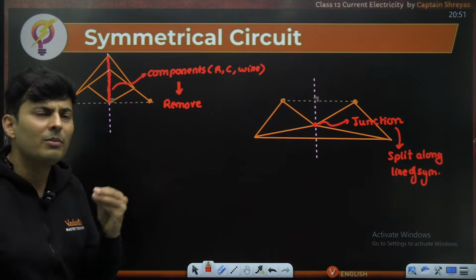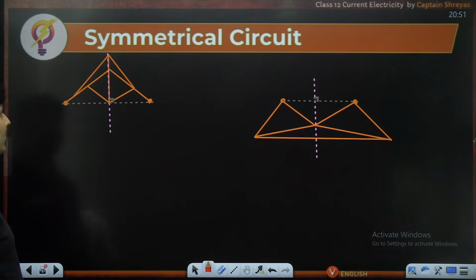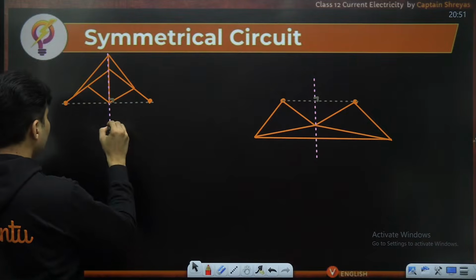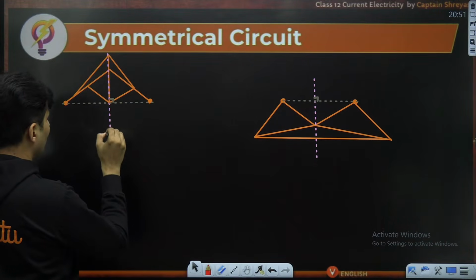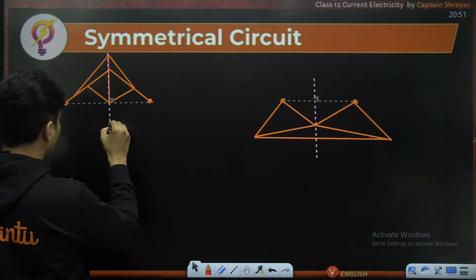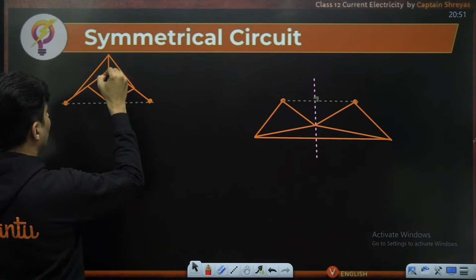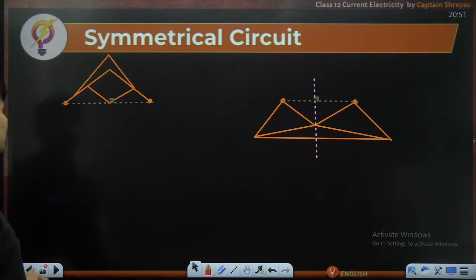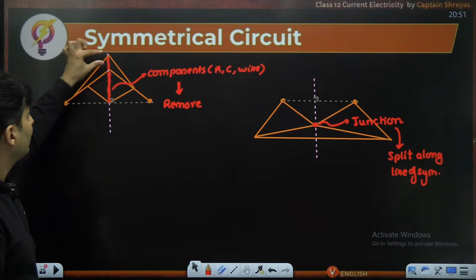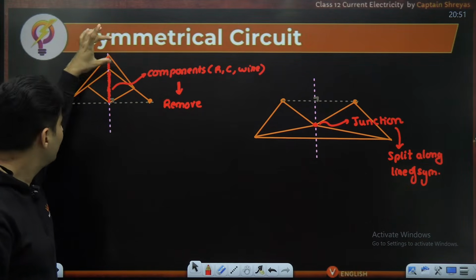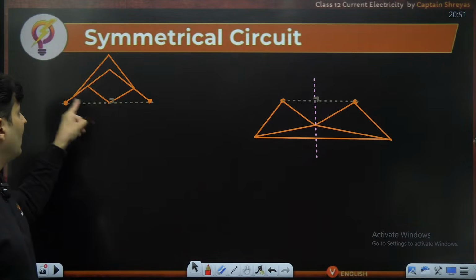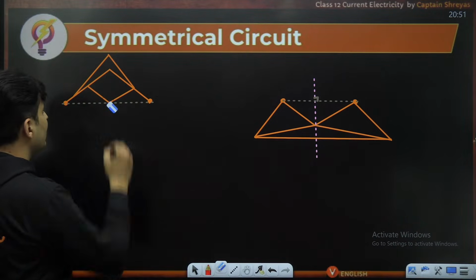What do I exactly mean by that? Observe carefully. Along this line of symmetry, first of all, I can already see that there are two components. So what I will do is, this component and this component, I'll just get rid of them. That's it. Along this line, this and this were the components. Just get rid of them. There is no use of them in the circuit. Now it looks like a much easier circuit.